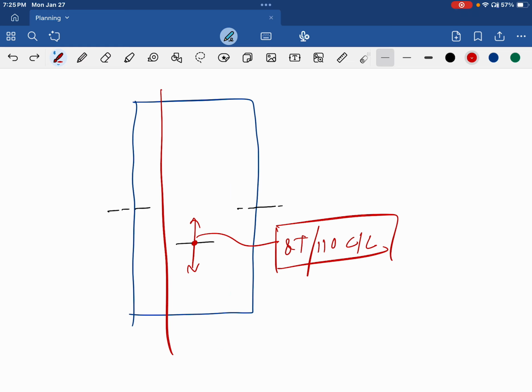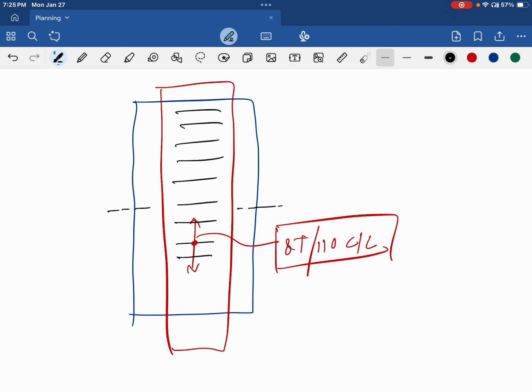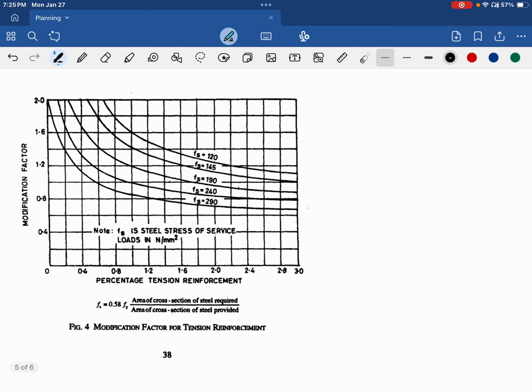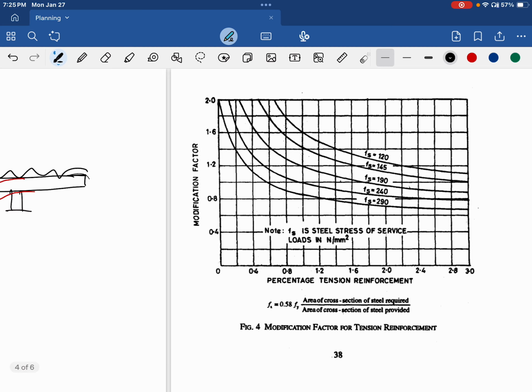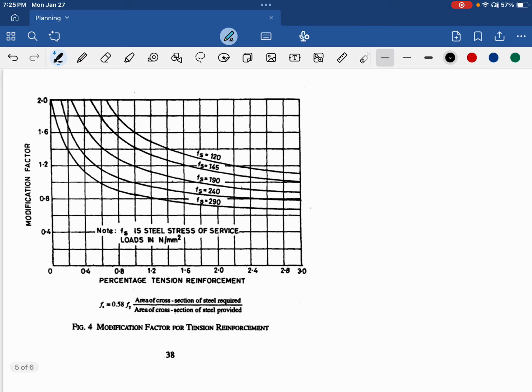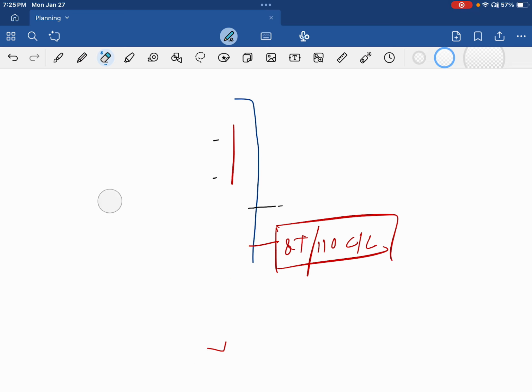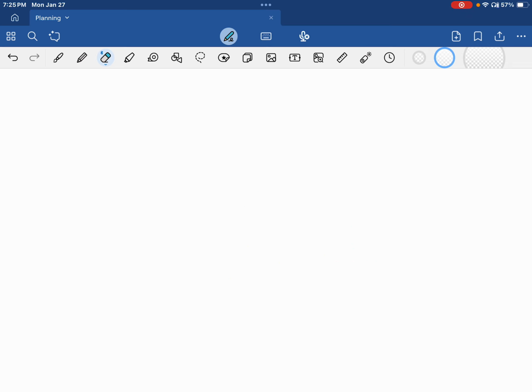As we now know the reinforcement provided at the midspan, we need to find out the AST provided for the calculation of this modification factor. I will tell you step by step how to proceed. First of all, let us find out the AST provided at midspan. We have designed the AST requirement, and from there we have provided.